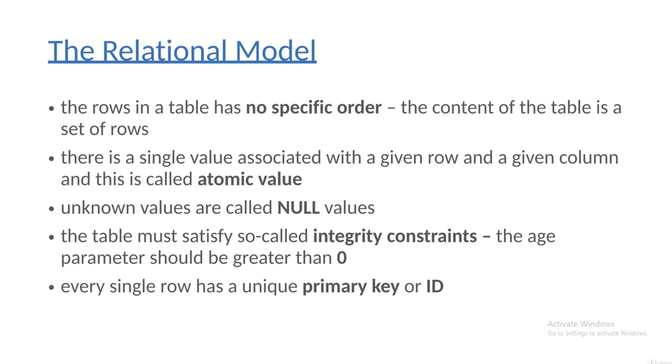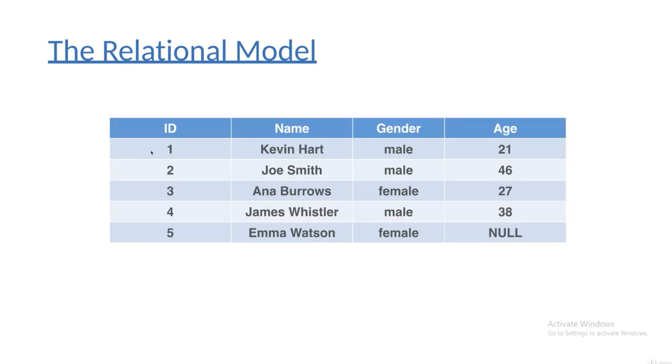As we have discussed earlier, unknown values are called null values, and the table must satisfy so-called integrity constraints. So for example, the age parameter should be greater than 0. This is a typical integrity constraint. And by the way, the database management system is going to check this every time we try to manipulate data or an atomic value in the database. And of course, every single row has a unique primary key or ID. So this is what we have been talking about, that every single row is identified by a unique integer, the so-called primary key. We are going to talk about these concepts on a one-by-one basis. I just wanted to point out the fundamental basics of the relational model.